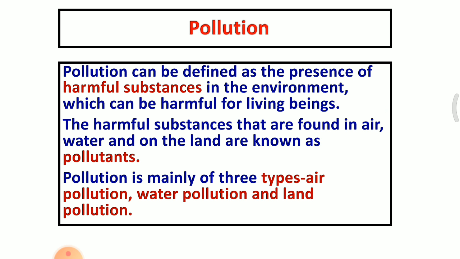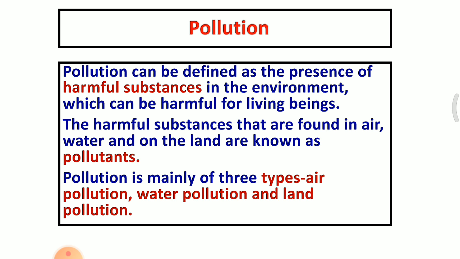The next one, pollution. Pollution can be defined as the presence of harmful substances in the environment, which can be harmful for living beings. Some harmful substances are present in the environment. It makes the environment very dirty, so it is called pollution. The harmful substances that are found in air, water, and on the land are known as pollutants.